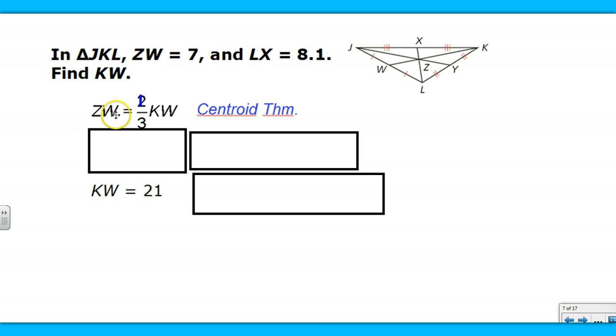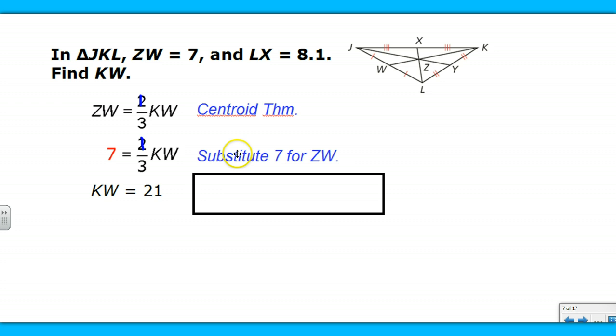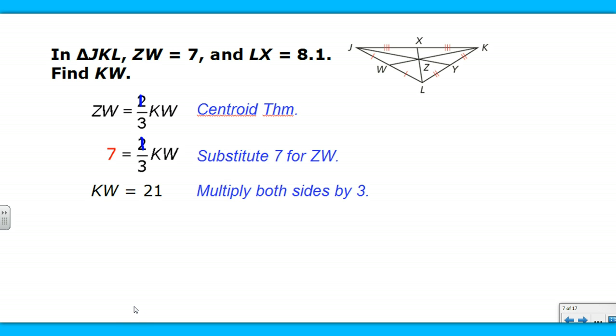And that's because we're looking at the smaller 1/3 piece of this median, right? And now we know that 7 equals 1/3 of KW, and that's by substitution. And so we simply multiply both sides by 3. Okay?